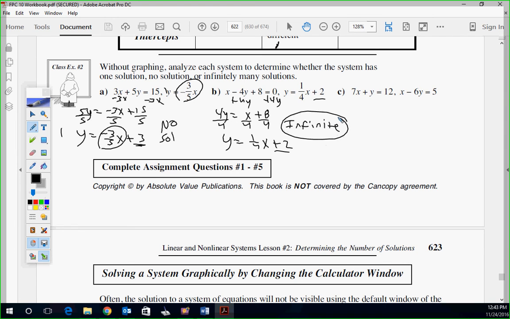Okay, and the last one here, we've got to solve for y on both of these. This one's just y equals negative 7x plus 12. This one's going to be divide by negative 6.